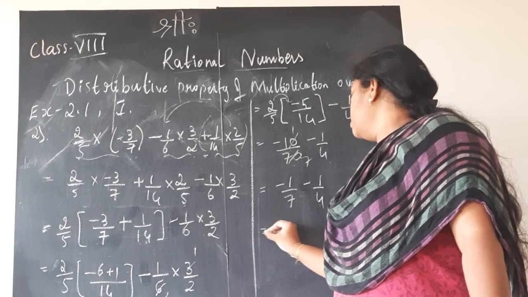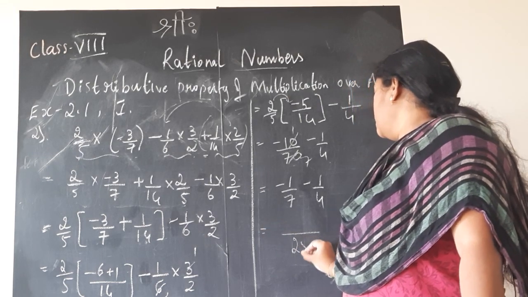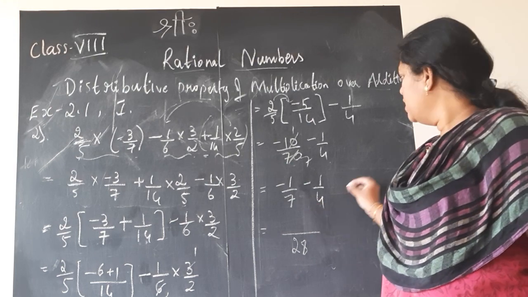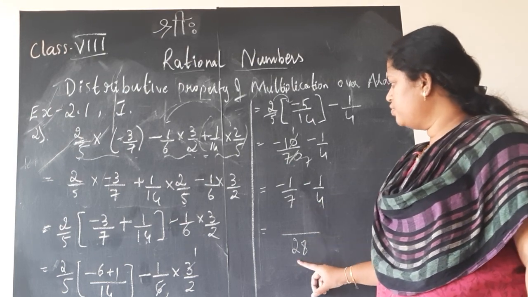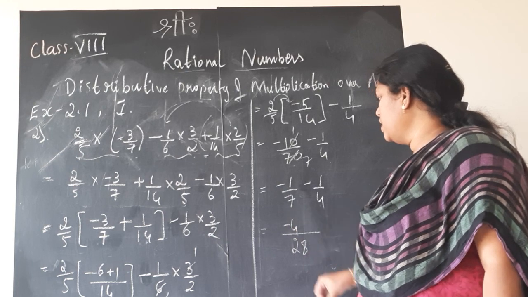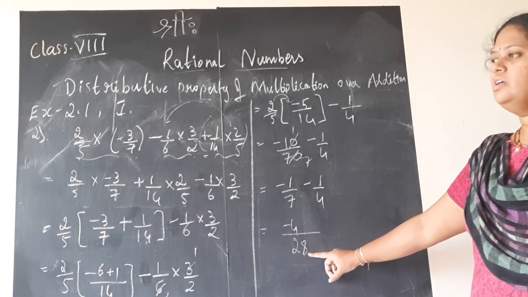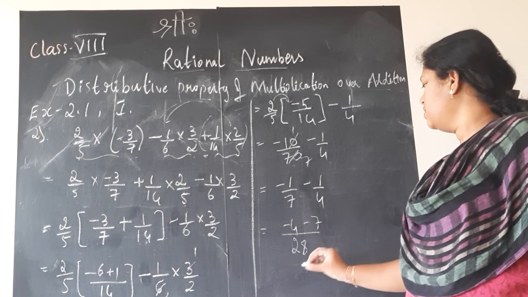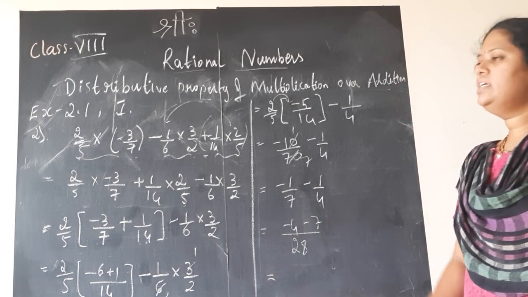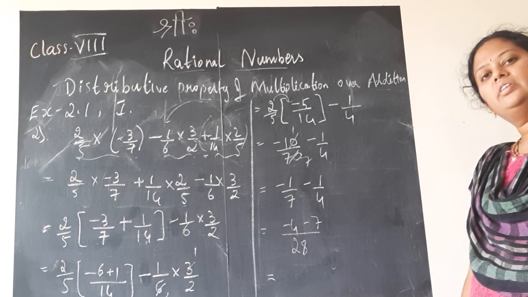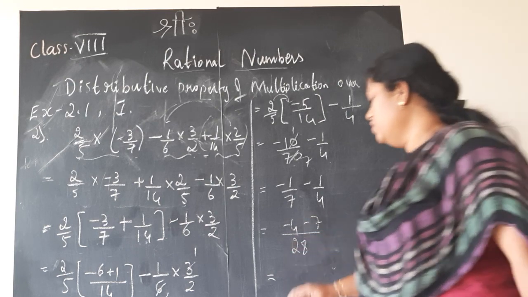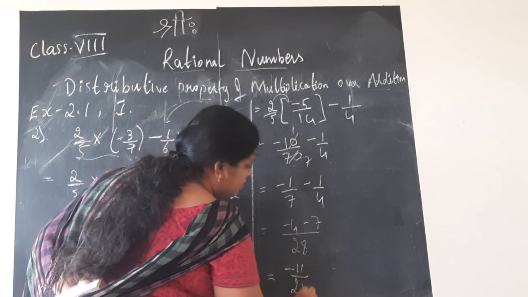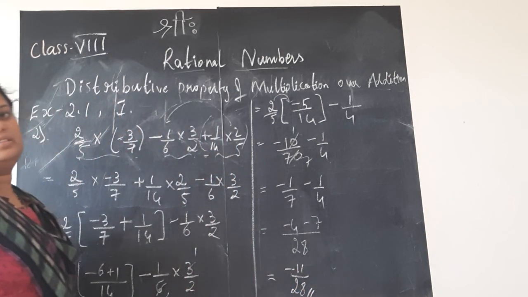So the LCM for 7 and 4 is 28. 28 by 7, 7 fours are 28. 4 into minus 1 is minus 4. 4 ones are 4, 7 fours are 28. 7 into minus 1 is minus 7. So it is equal to minus 7 minus 4. Both the numbers with a negative sign means you should add them. 7 plus 4 is 11. Minus 11 divided by 28 is the answer, children.